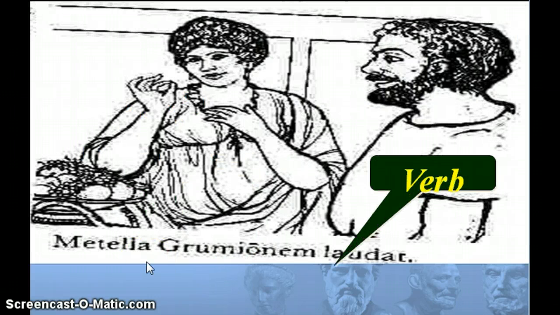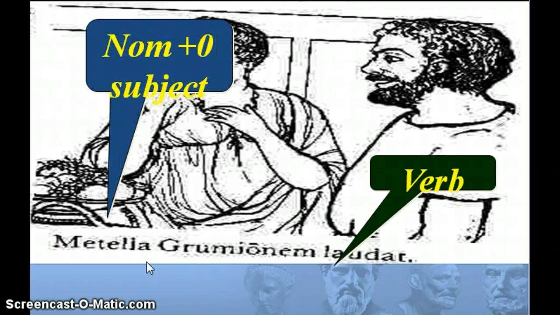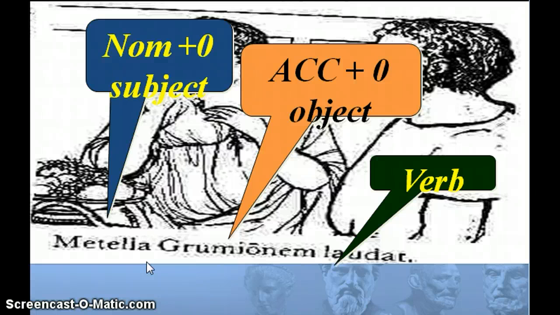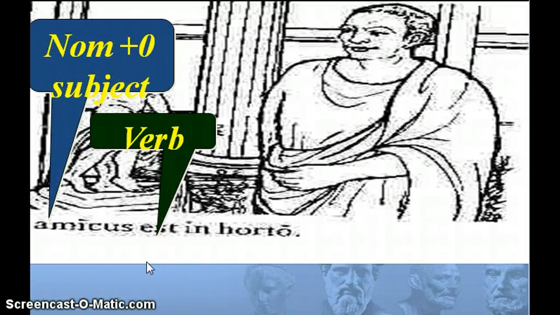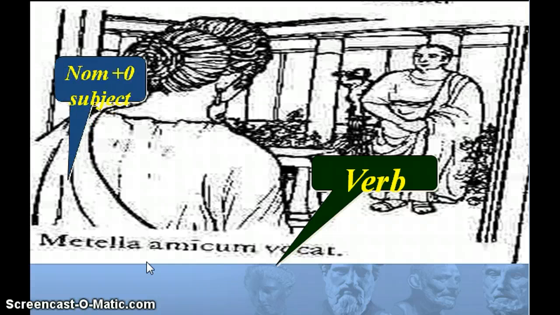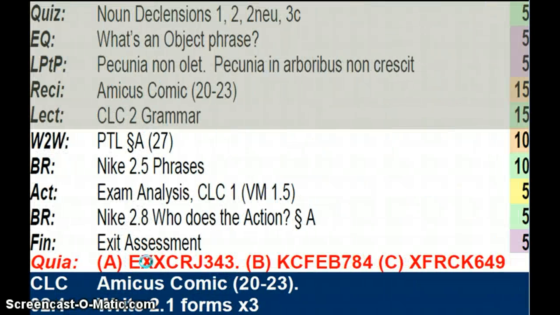What's the verb? Laudat. Who's doing the laudating? Metella, because she's nominative. Who's being praised? Grumio. Why? Because he's accusative object phrase. So that should take care of the rest of the grammar for you all. Please enjoy that. Write down your notes that you need. And if you need to take the exit assessment, please do so as many times as necessary.